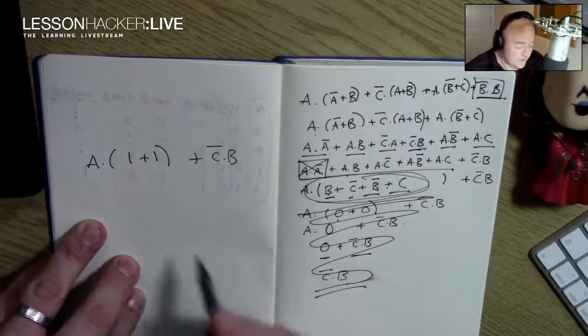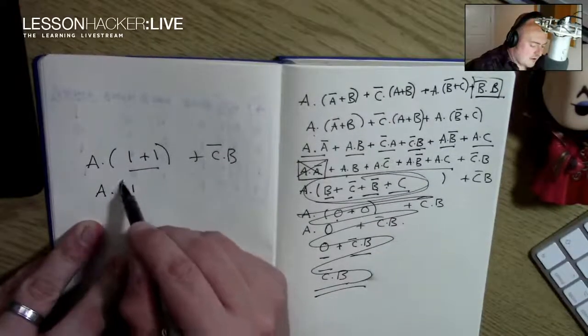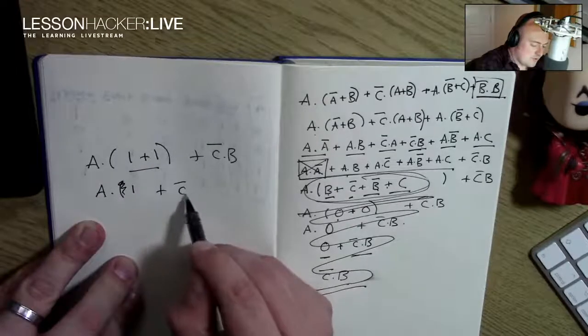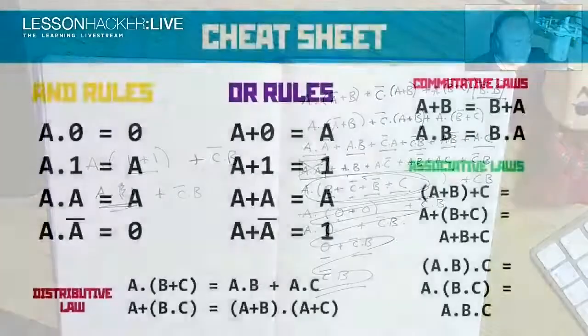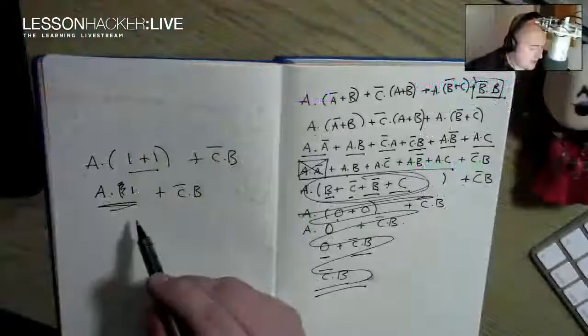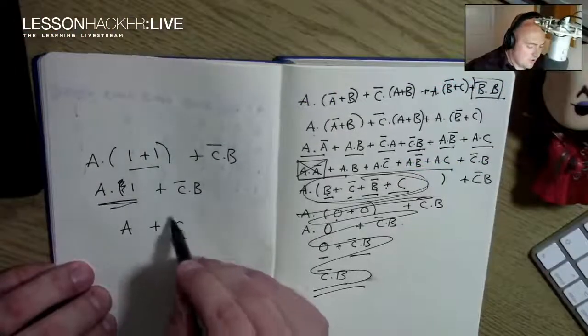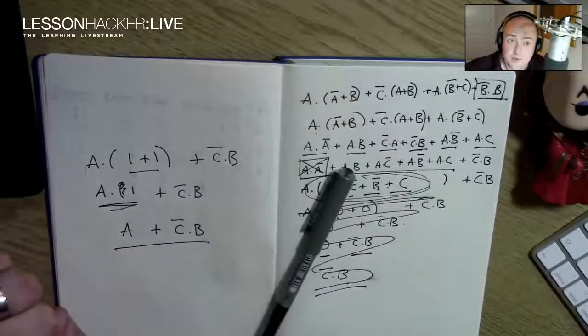So now we've got a replicated term. So we go A and 1, which we don't need the brackets for, or C dot B. And if we look at the cheat sheet, we should see that A and 1 just becomes A. So we can simplify that one down to A or not C and B. You are right. Absolutely. So apologies for that one going a bit wonky.